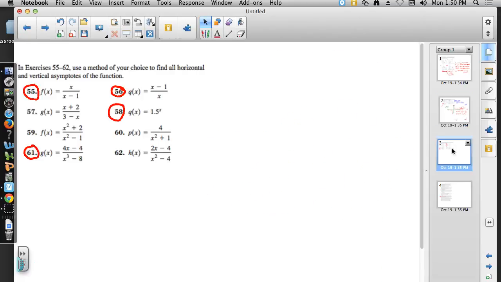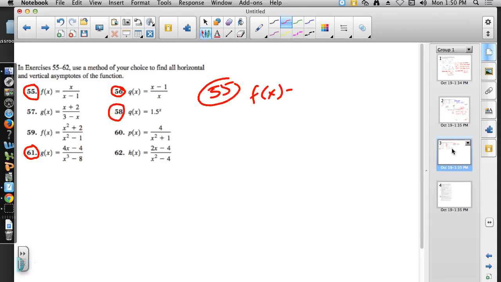Next up, you probably already figured out how to do these because we talked about this in class today, but just in case. Number 55 is f of x equals x over x minus 1. It says use the method of your choice to find all the horizontal and vertical asymptotes of the function. First, what would make that denominator 0? That's going to be a 1. So x can't be 1. That means our vertical asymptote is at x equals 1.